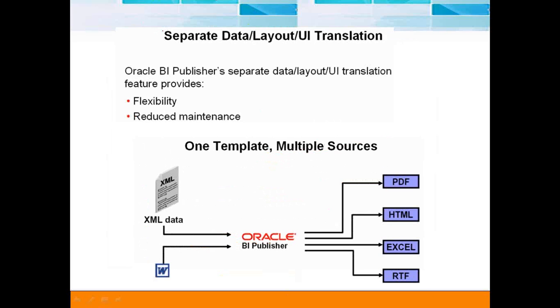So the logic behind it, as I said, is to separate data, layout, and UI translation. Therefore, any modification in your data, layout, and UI translation requires minimum changes. So you see in this picture, the data is coming from XML. We call this XML Publisher because all information is finally rendered in XML, and the layout is coming from a Word document. You join them together over here and you render your PDF and multiple file formats.